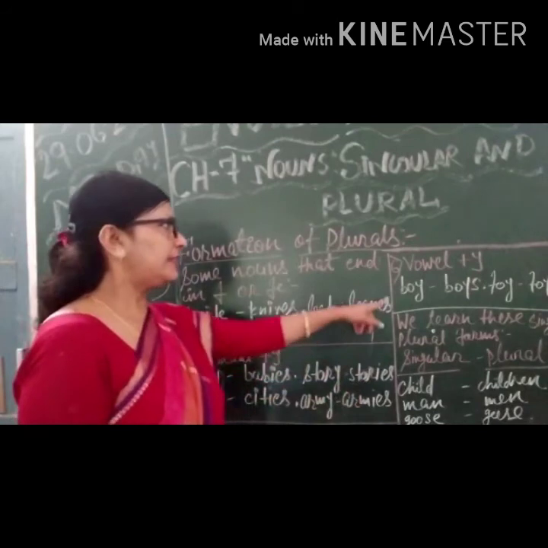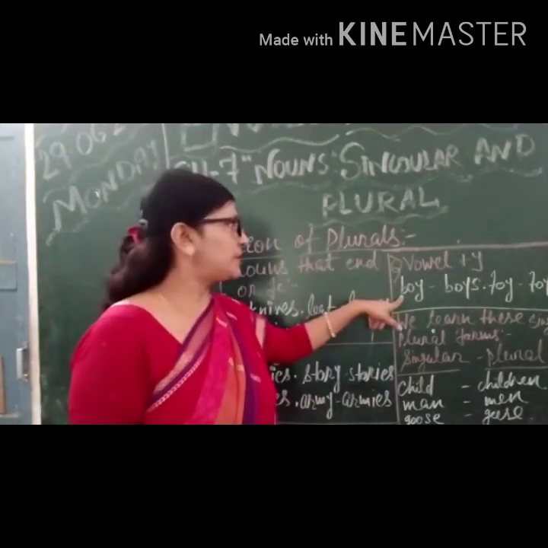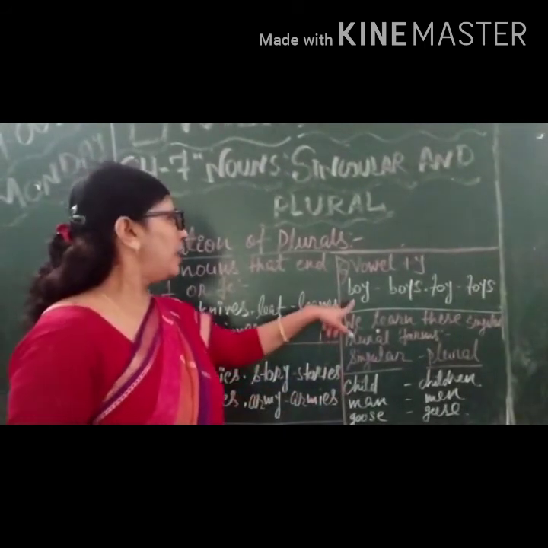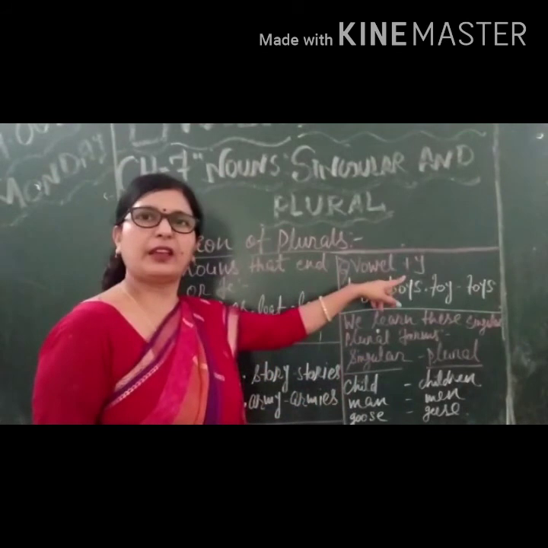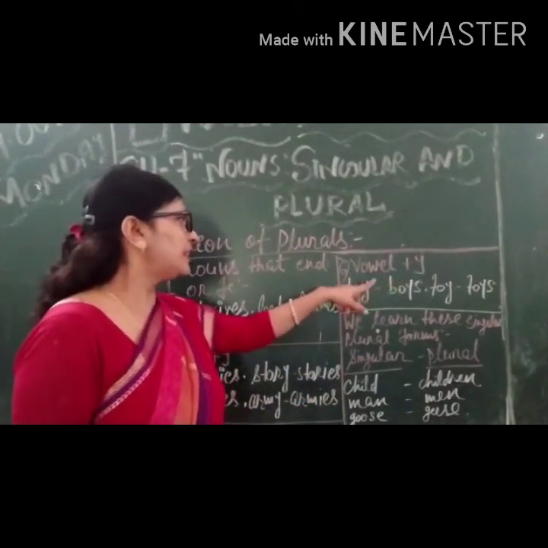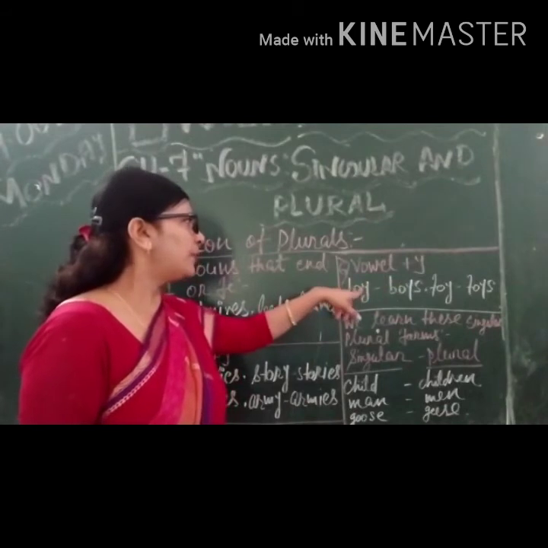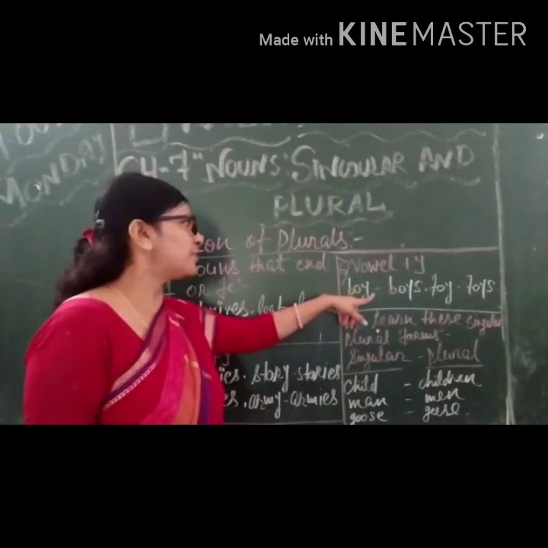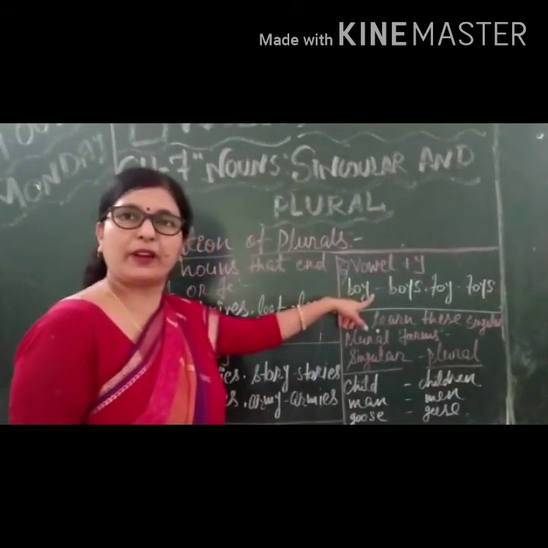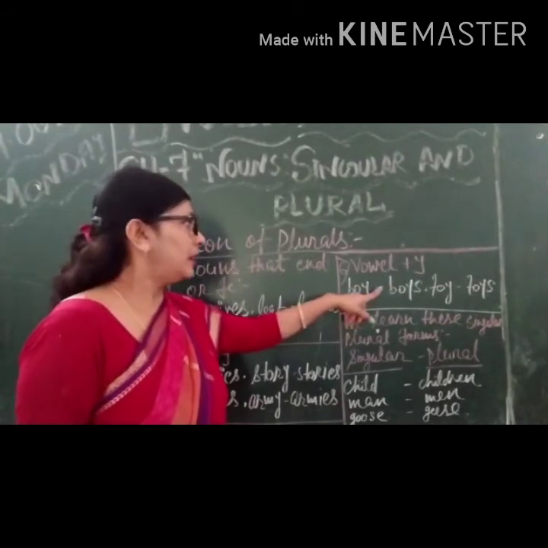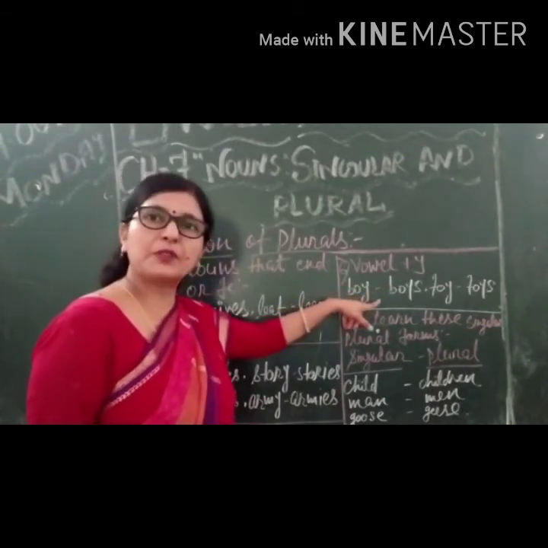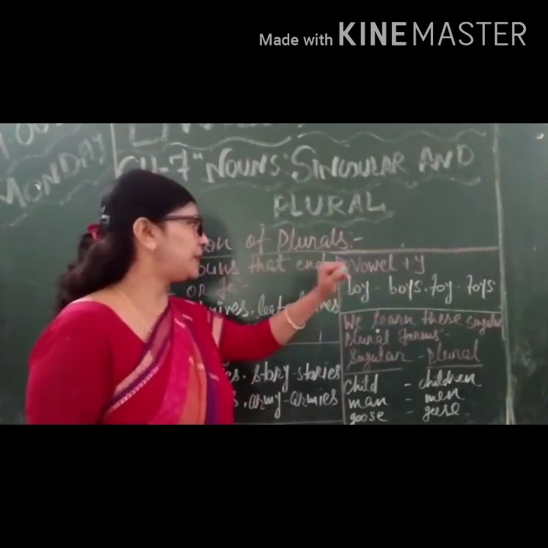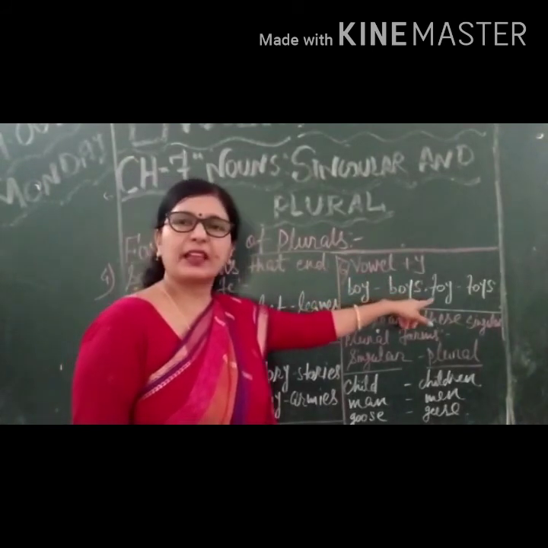Okay. Now the next formation is vowel plus Y. You can see, children, boy. Here you have to see that if the word ends with the letter Y, and before Y there is a vowel, then what will we do? We have to add only S to make the plural noun. You can see the examples, boy, boys, toy, toys.